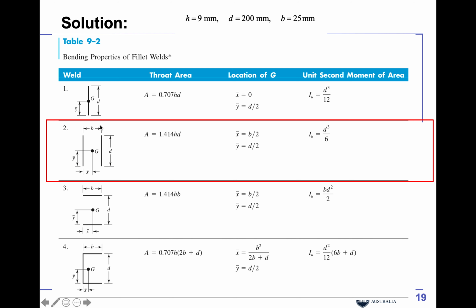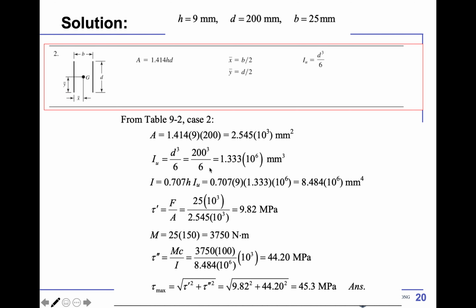Okay, the welds on the side, you are bending this way, and we can get from here the Iu, the centroid is right in the middle because it's symmetric, and the area. We need all this to do the calculation, so we pick all that. So the first step is we identify what case this is. It's case 2 in Table 9.12. Then we use this, putting those h, d, b in there, and we calculate the Iu from there. And the actual I is 0.707 h times Iu. Okay, so we got I.